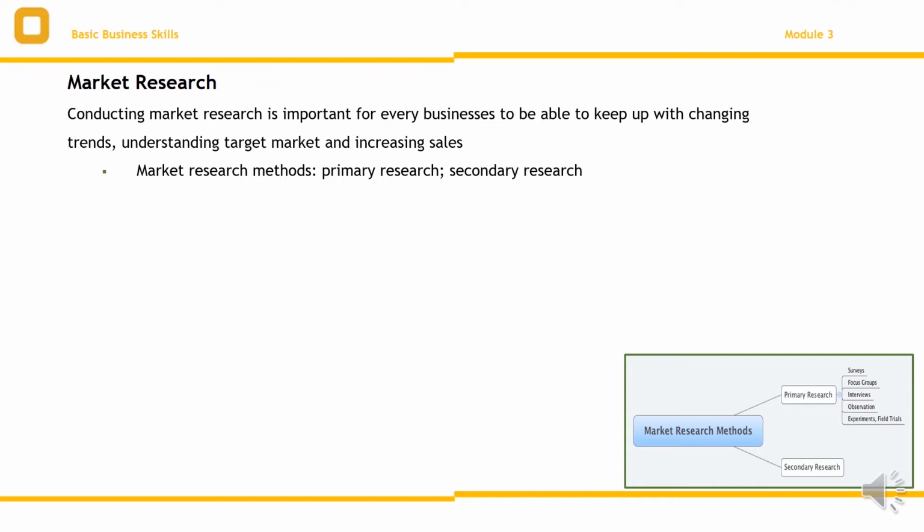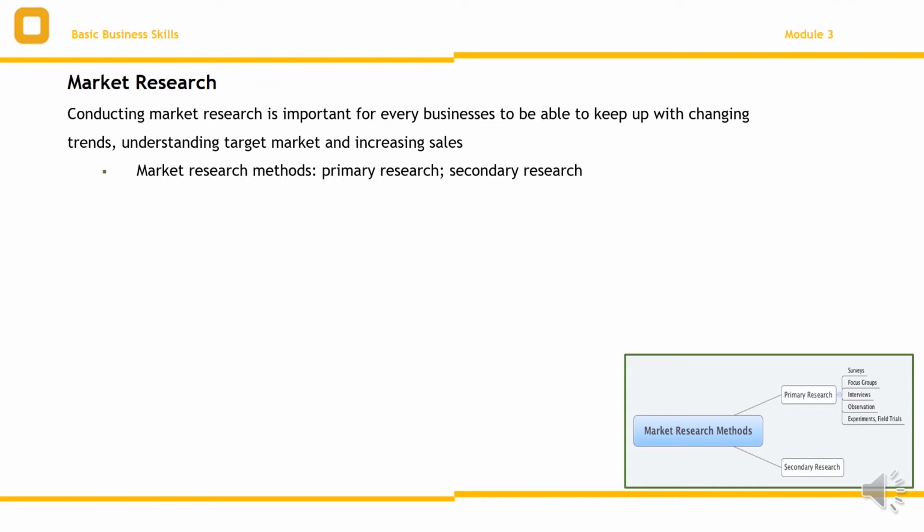When it comes to primary research, it is when you collect information yourself. So it's original information that is collected firsthand. So if you're going to be conducting consumer surveys, if you're going to be conducting focus groups, if you're going to be observing certain behaviors, if you're going to be doing experiments, those are all examples of what we call primary research. They are collected firsthand, it's original information.